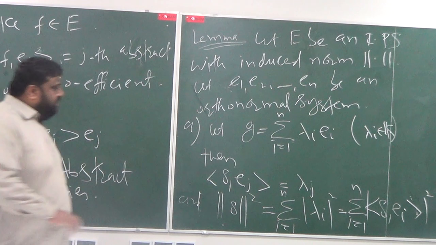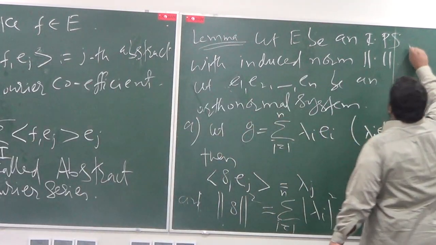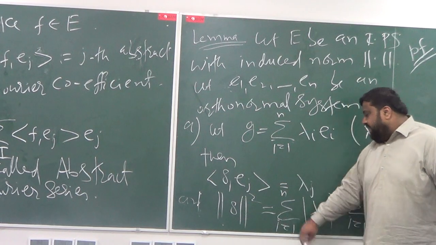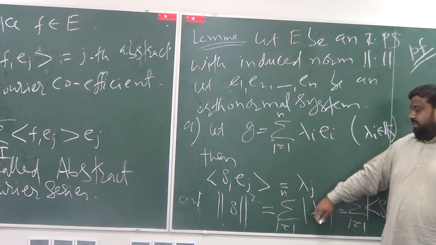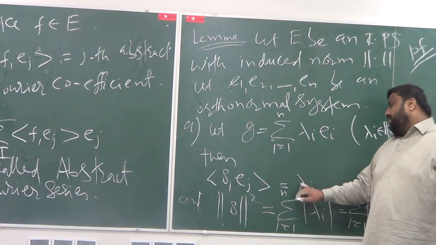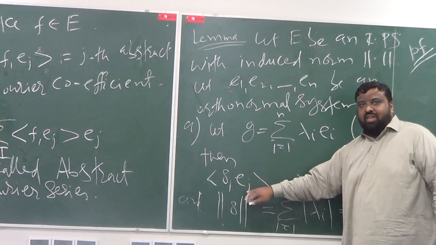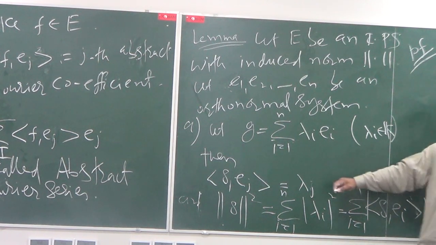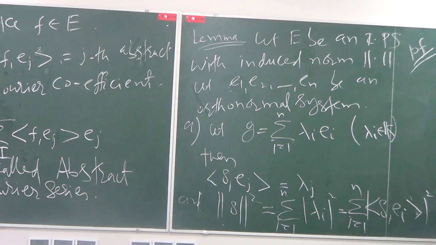Okay, let's prove this first one. The second part is trivial. Because the magnitude of G is going to be this expression, but since lambda j is the inner product of G, Ej, lambda i is going to be the inner product of G, Ei, squared. So the only non-trivial, interesting thing is going to be this one. So let's prove the A part first and then get into that.